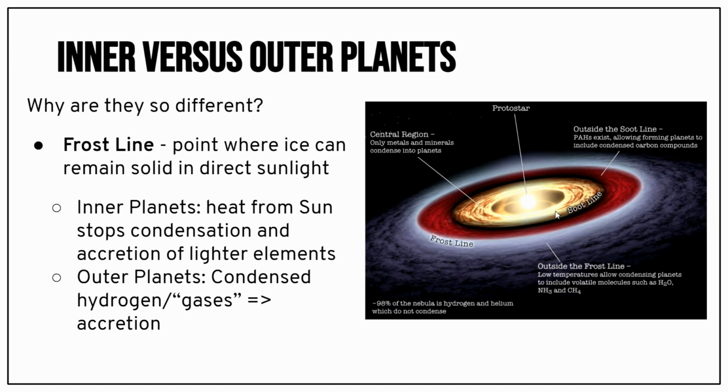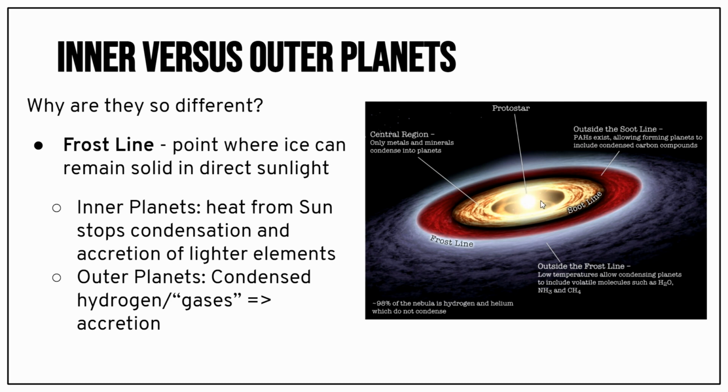So inside the frost line, we've got a couple things going on. That frost line is where ice can remain solid in direct sunlight. Inside that frost line, we start having inner and outer planets forming as you get further away from the sun. And the way that works is the further away you are, the lighter the element that can solidify. So these inner planets are closer to the sun around this soot line here. And that's going to allow heavier metals and carbons and things like that to solidify and become protoplanets.